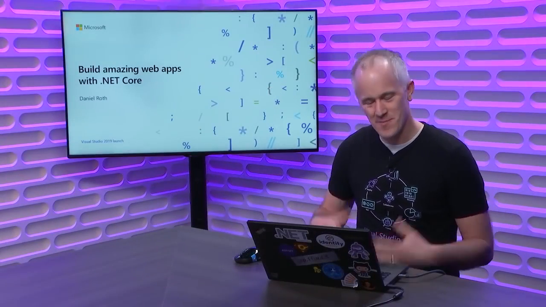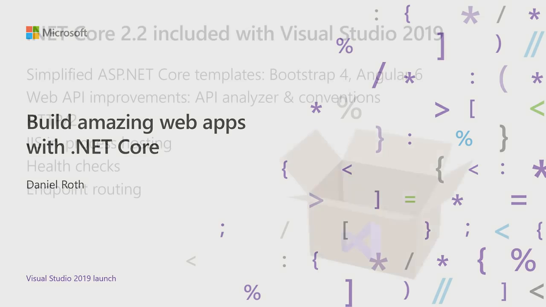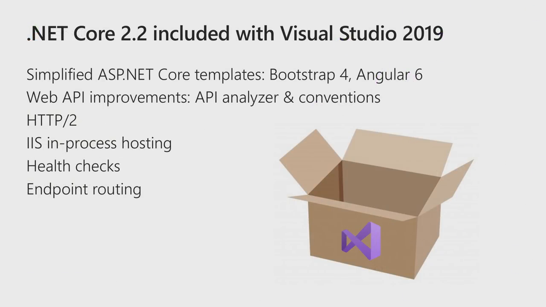All right. Hi, everyone. My name is Daniel Roth. I'm a program manager on the ASP.NET team, and I'm thrilled to be able to talk to you about building amazing web apps with .NET Core and Visual Studio 2019. Visual Studio 2019 comes with the latest version of .NET Core in the box, .NET Core 2.2. .NET Core 2.2 is loaded with a lot of great new features.